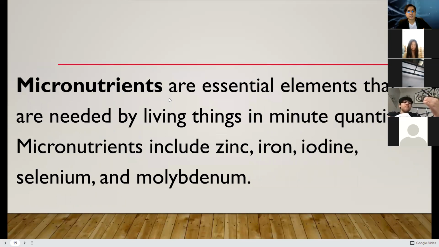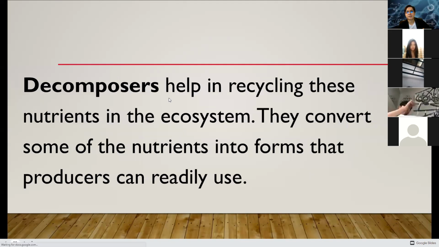How about micronutrients? Okay, micronutrients are essential elements that are needed by living things in minute quantities, meaning to say in lesser quantities. Micronutrients include zinc, iron, iodine. What else? Molybdenum. What else? Selenium. The vitamins. We need those micronutrients, okay, in order for us to perform those metabolic processes. We can actually observe this in our vitamins, our capsules, our syrups. You have these micronutrients in there.